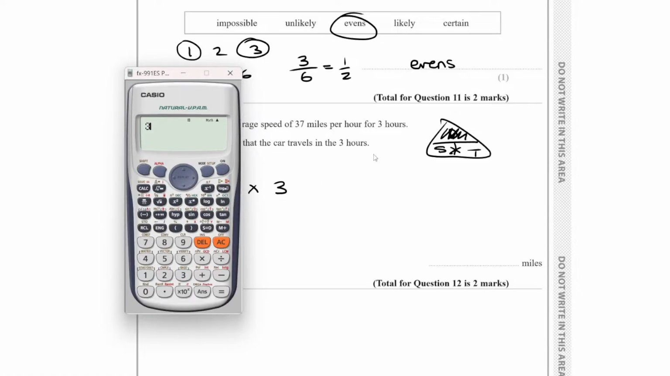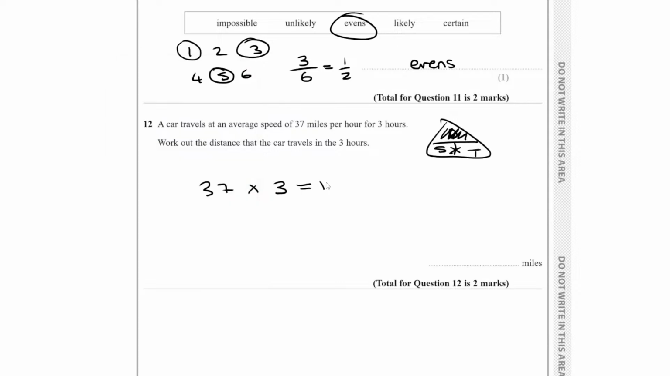So 3 times 37, or not 3 times 3. Try that again. 37 times 3 or 3 times 37, it doesn't matter which way round. There we go, 111 miles. 111 miles. So again, 2 marks, 1 mark for writing this kind of formula, this equation, 1 mark for your answer.